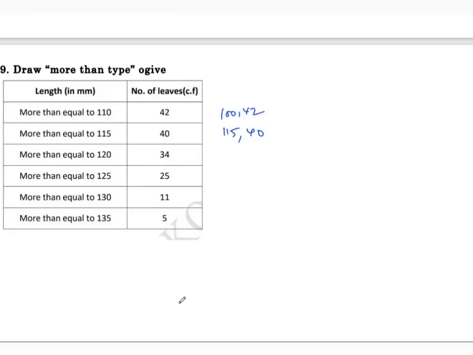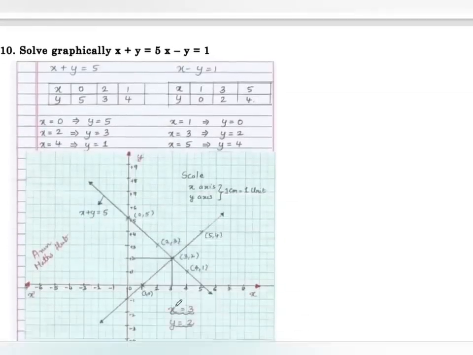This is the question for your practice. Take a graph sheet, or in the book itself you can do it. In the examination 2 graph sheets will be provided, one for solving the pair of linear equations graphically, 4 marks, another for ogive.